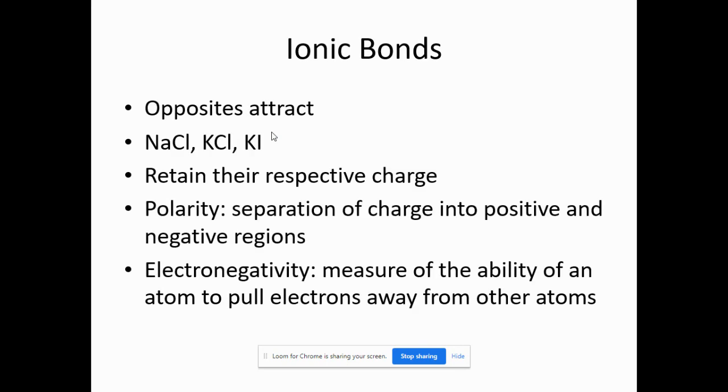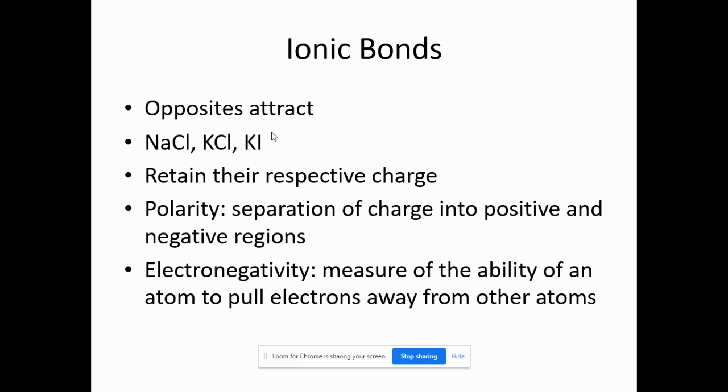All right, so ionic bonds. So ionic bonds are chemical bonds that exist due to a strong mutual attraction between ions of opposite charge. All right, so here, when you think of ionic bonds, you should think opposites attract, opposite charges attract.